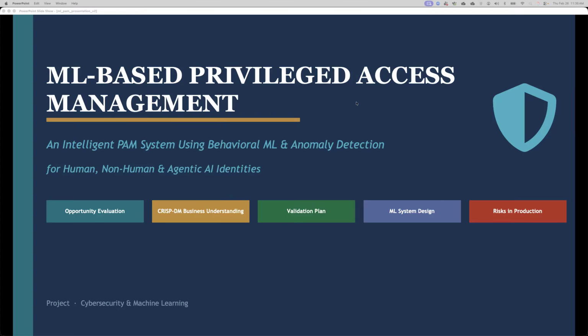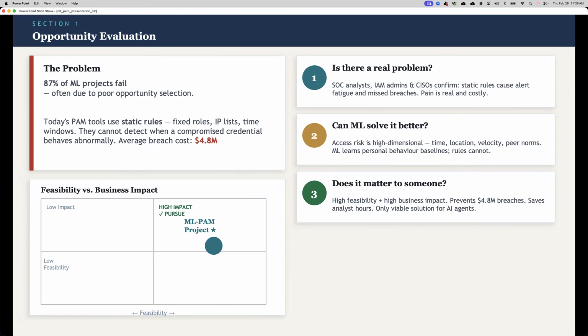Over the next 10 minutes, I will walk through why this is a strong opportunity for machine learning, how I frame the business problem using CRISP-DM, how I would validate the solution with real users, the core ML system design decisions, and the key risks I anticipate in production. Okay, so I will start with the opportunity evaluation.